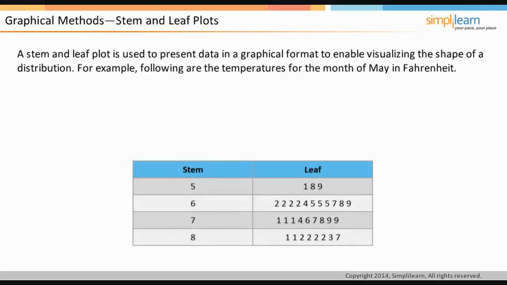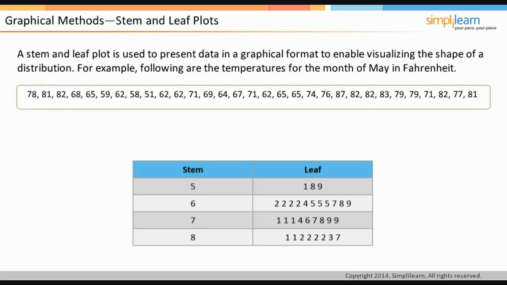Let us look at the stem and leaf plots, which is one of the graphical methods of understanding distribution. Graphical methods are extremely useful tools to understand how data is distributed. Sometimes, merely by looking at the data distribution, errors in a process can be identified. The stem and leaf method is a convenient method of manually plotting data sets. It is used for presenting data in a graphical format to assist visualizing the shape of a given distribution.